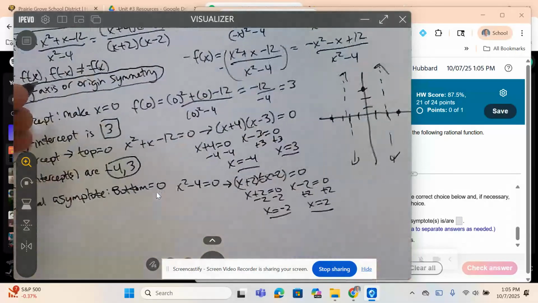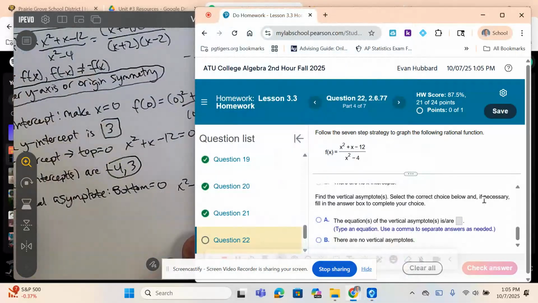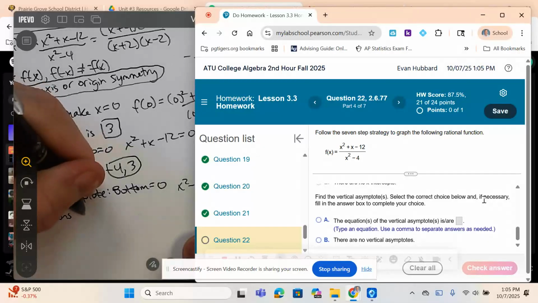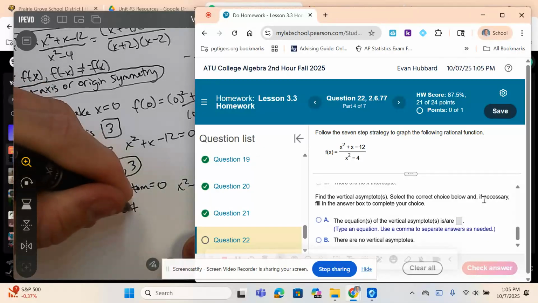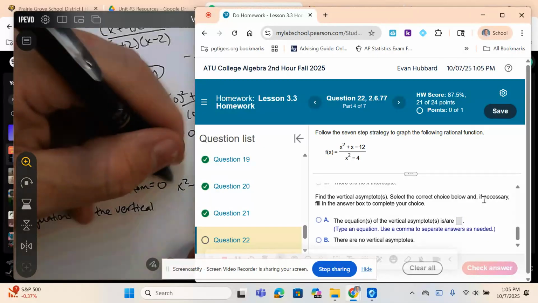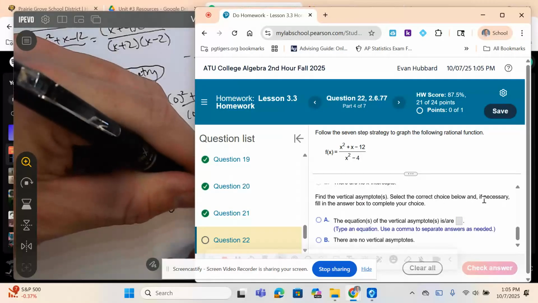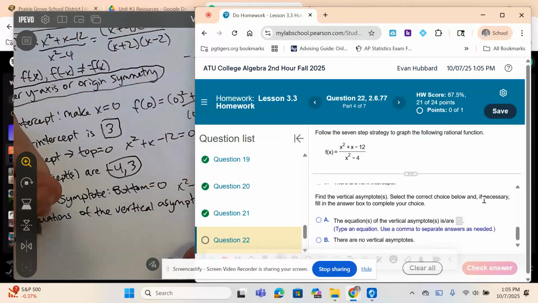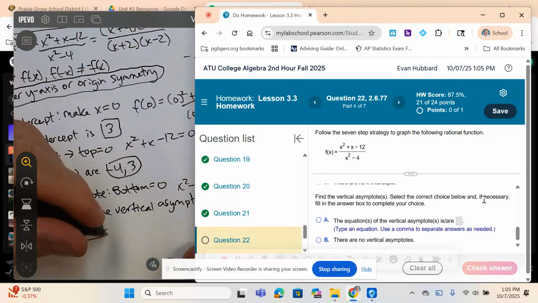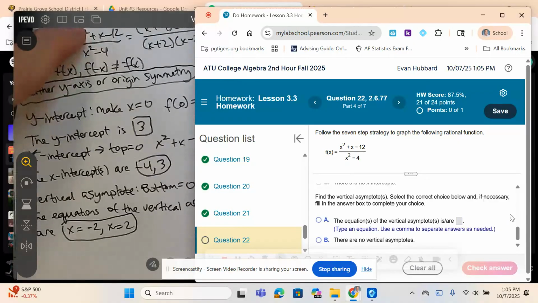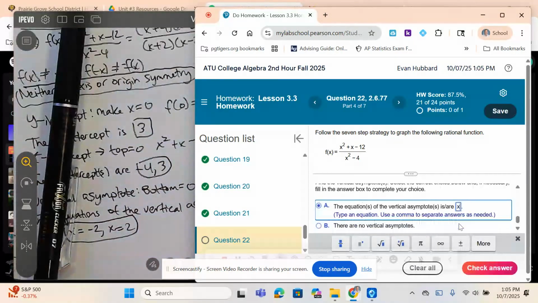So the equations of the vertical asymptotes are x equals -2, comma, x equals 2. So x equals -2, x equals 2.